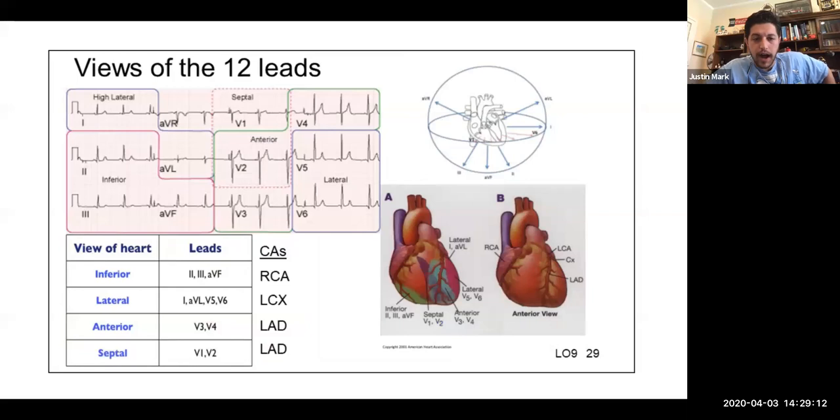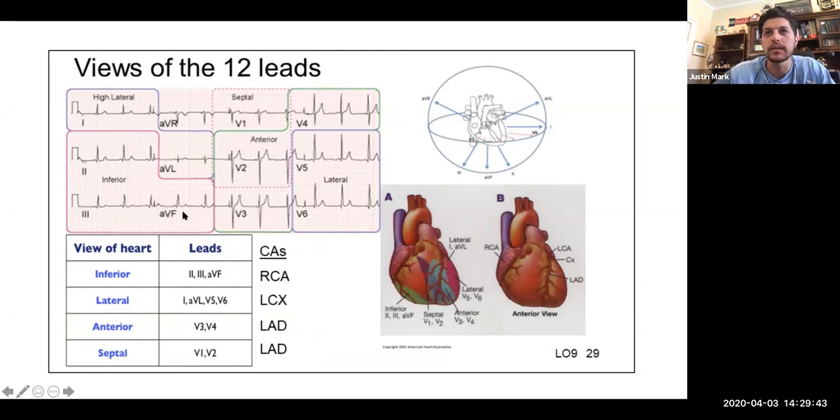This right here, I mean, all these slides are important, but this is one of the most important slides because this has to do with the leads of the precordial V1, V2 through V6, whether we're looking at the inferior, lateral, anterior, or septal, and also which coronary artery is supplied or is represented by each of these leads. So this is something I would absolutely positively memorize, okay? So the inferior leads are gonna be 2, 3, and AVF.